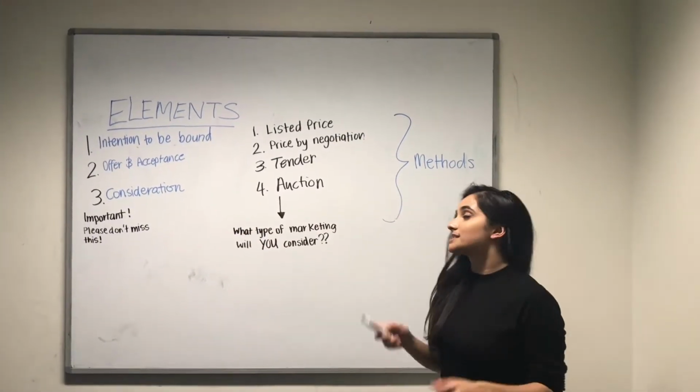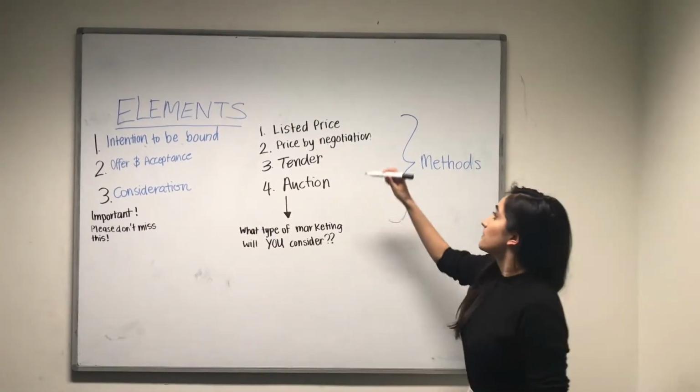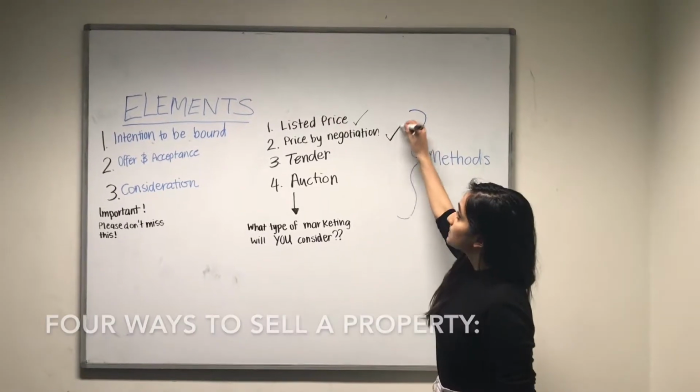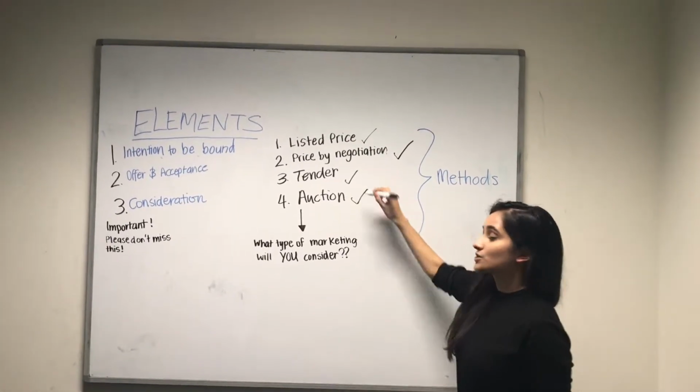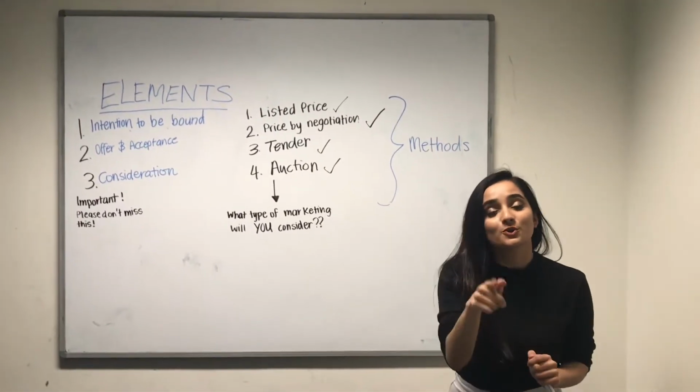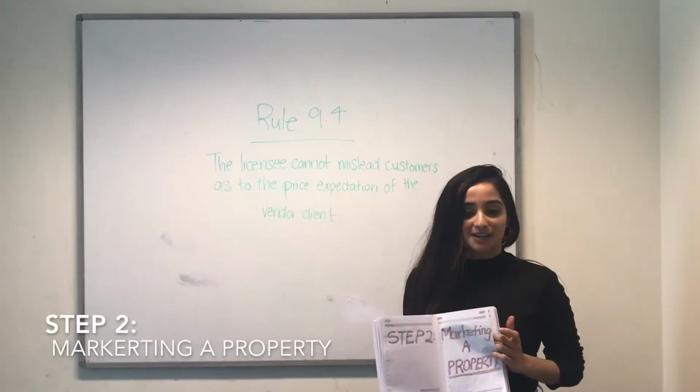After this, it's time to take your property to market. There are 4 methods that can be used: listed price, price by negotiation, tender, and auction. What type of marketing will you consider? Step 2. Marketing your property.